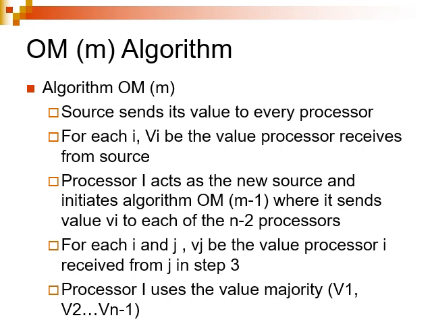So for each i and j, you can see the fourth step. Vj is the value processor i received from j in step 3. The last step is that processor i uses the majority value of v1, v2, and so on. Whatever value it receives from the majority of the nodes, that value will be used by the processor. So this is an algorithm based on the concept of majority value. This is about the Lamport Shostak Pease algorithm.